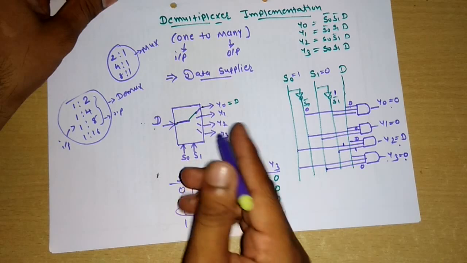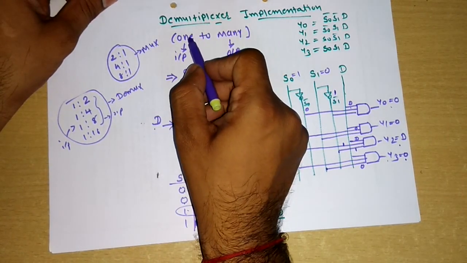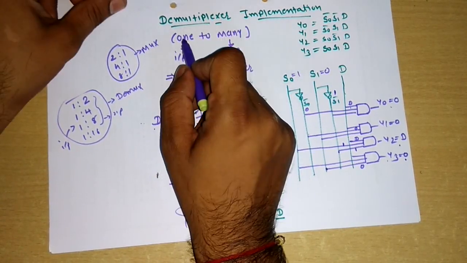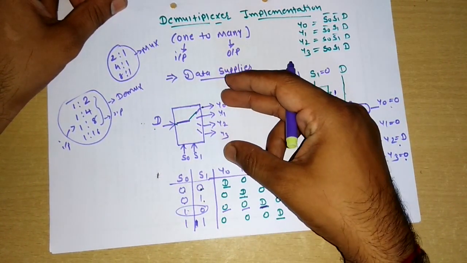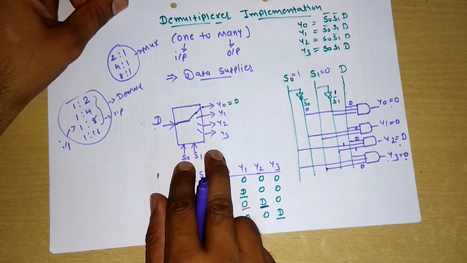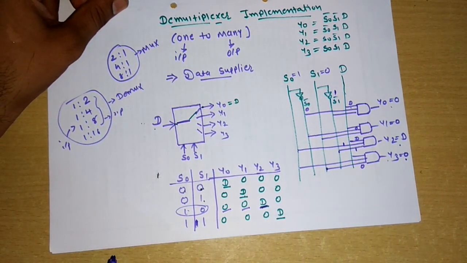The process is the same, but it is the reverse case. Here we need to remember, instead of many to one as in the multiplexer, here it is one to many. So one input and many outputs. But to select those output lines, we have selection lines, as in the multiplexer circuit.